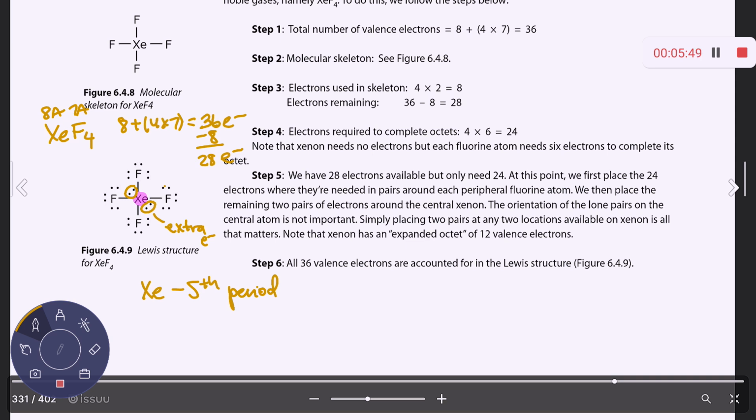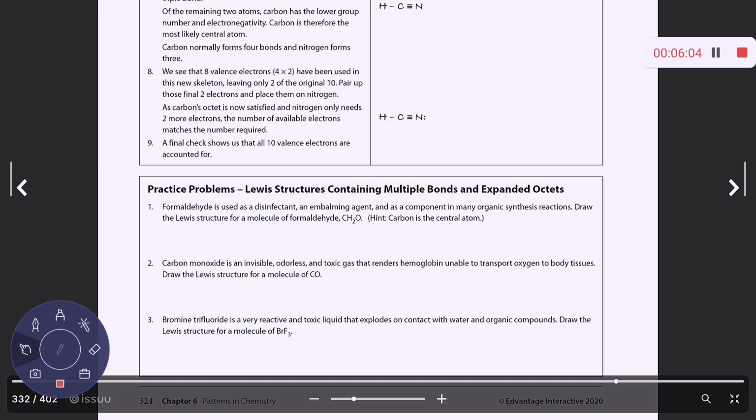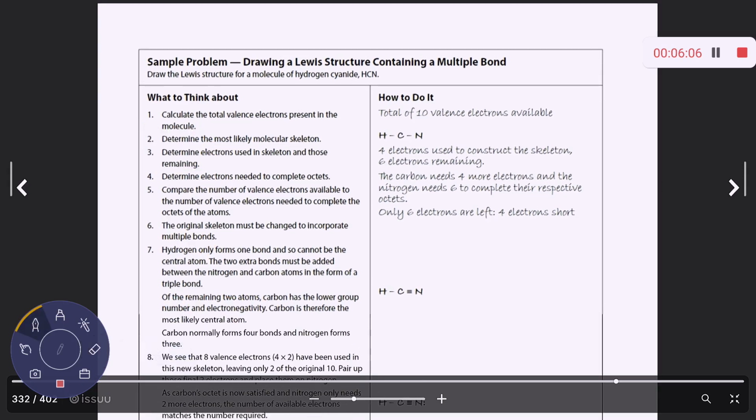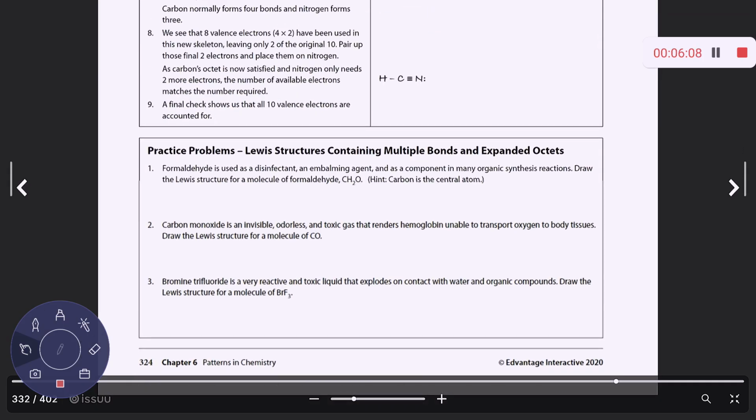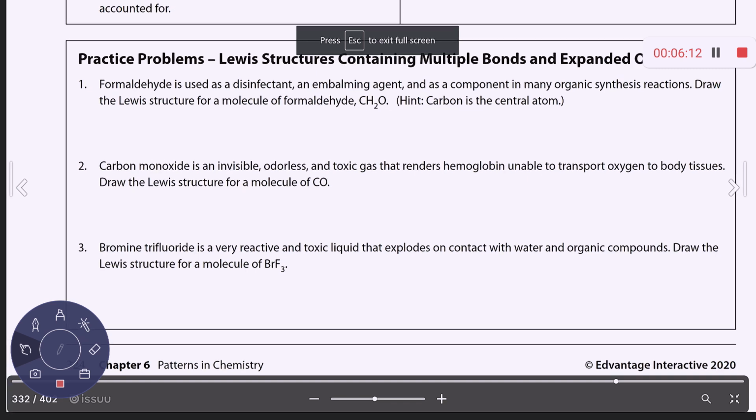Okay, let's turn to the next page. Okay, I want you to take a look at the practice problems with the person sitting next to you. I want you to draw 1, 2, and 3, and let's see what you guys come up with.